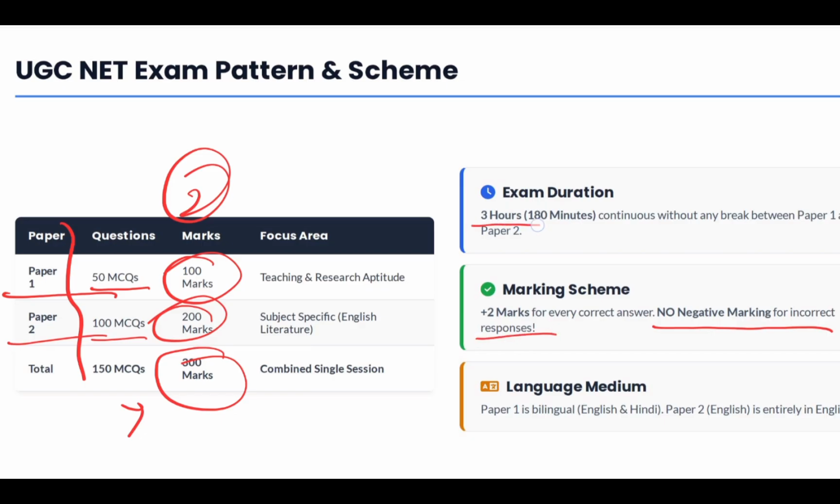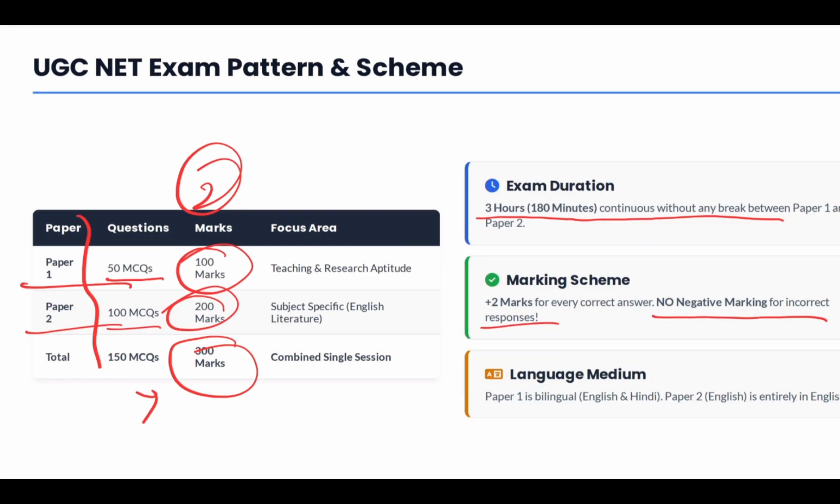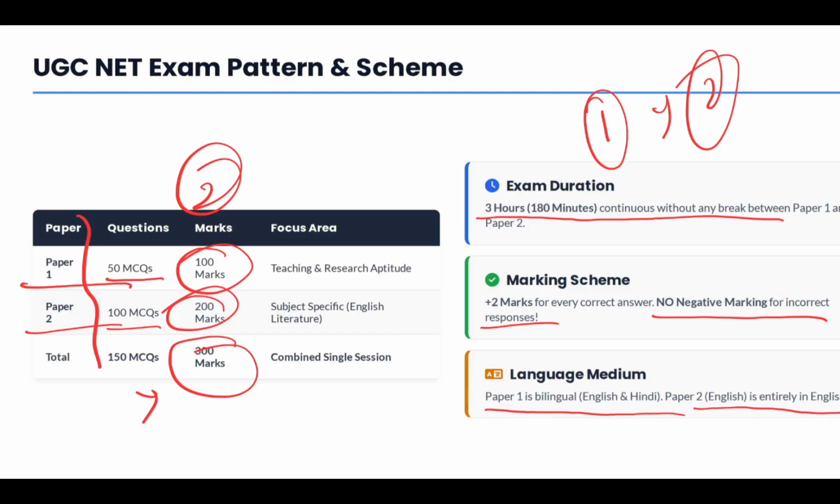The exam duration is 3 hours, that is 180 minutes, continuous without any break. You have seen in many examinations that first they conduct paper one, then a break and then paper two, but that is not there. The examination is continuous without any break and there is no negative marking, and the language medium is bilingual. Paper 1 is bilingual and paper 2 is also bilingual for other subjects, but for English, as you are a student of English literature, paper 2 is entirely in English.